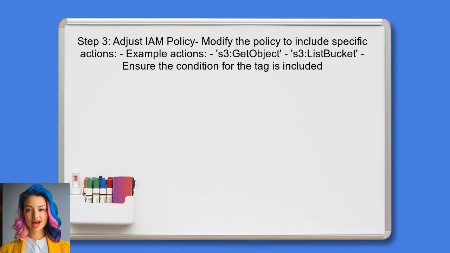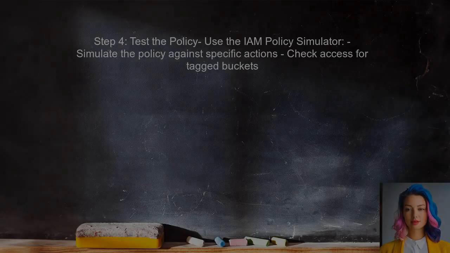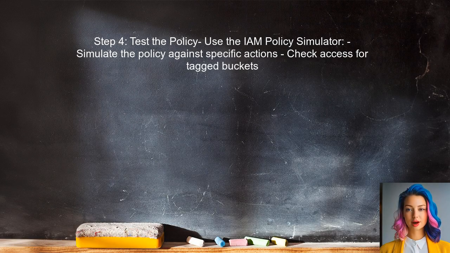Now, let's adjust the IAM policy to ensure it grants access based on the correct tag. The user should modify the policy to include the specific actions they want to allow, such as S3 get object and S3 list bucket, along with the condition for the tag. Finally, the user should test the policy using the IAM policy simulator. This tool allows the user to simulate the policy against specific actions and resources to see if access is granted as expected.